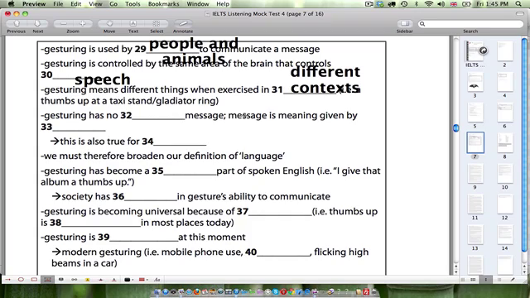Gesturing has no message. And the word she used was intrinsic. Message is meaning given by, and then again, I think she states this almost word for word, it's given by society. This is also true for, and she equates this to spoken language.